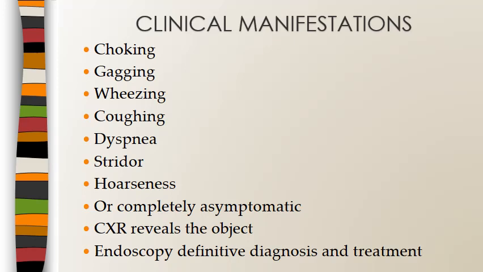The clinical manifestations we usually see with children is that they're choking or gagging or wheezing, coughing, having trouble breathing, stridor, hoarseness, or they may indeed be completely asymptomatic. We get a chest x-ray, and on the chest x-ray we see the object, but doing endoscopy is both definitive diagnosis and treatment, so sometimes they have to go in and confirm what we're seeing, and then through endoscopy they grab the object and take it out.